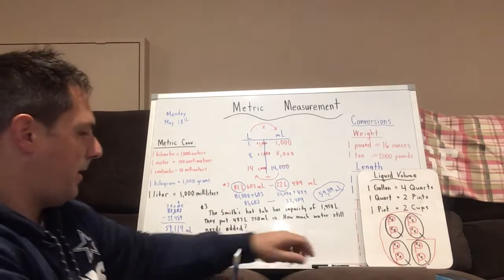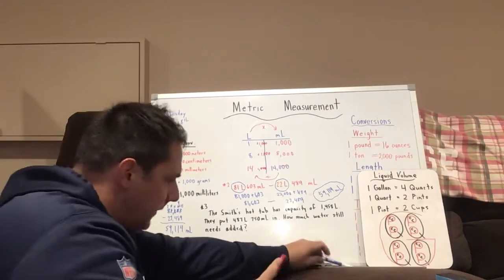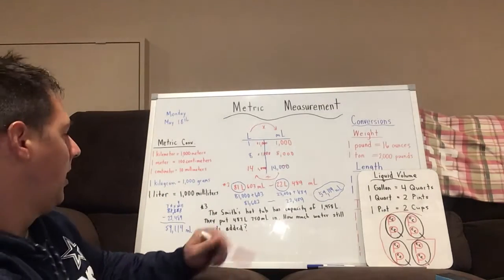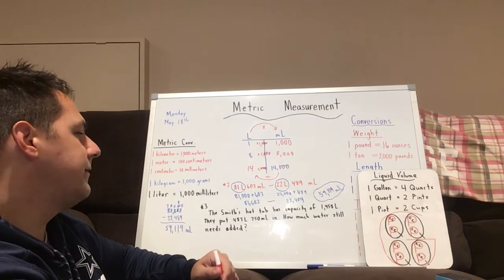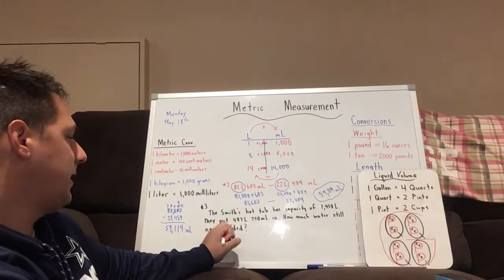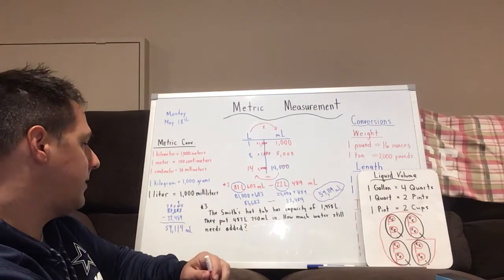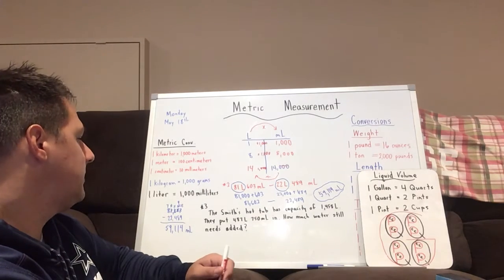And then the last type of problem today is your typical word problems, so some problem solving today. And again, this is problem number 3. The Smith's hot tub has the capacity of 1,458 liters. So their hot tub can hold that much water. They've already put 487 liters, 750 milliliters in. How much water still needs to be added?